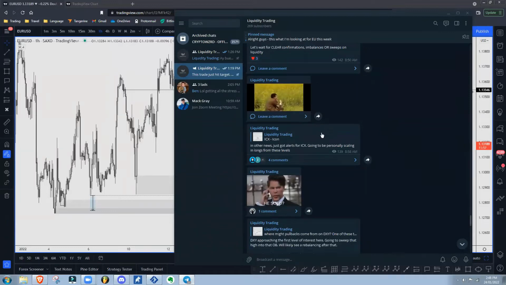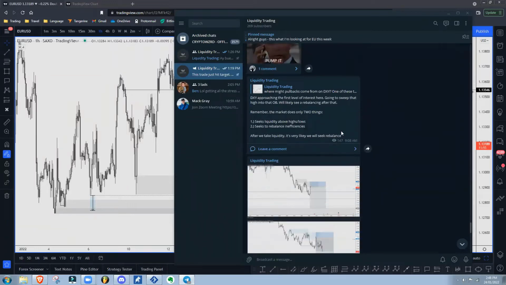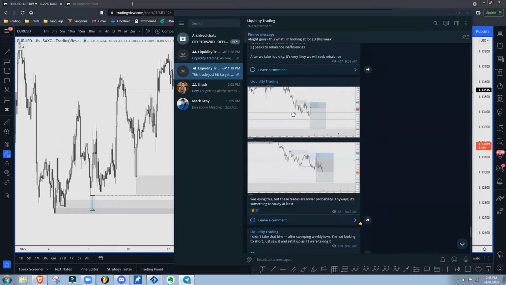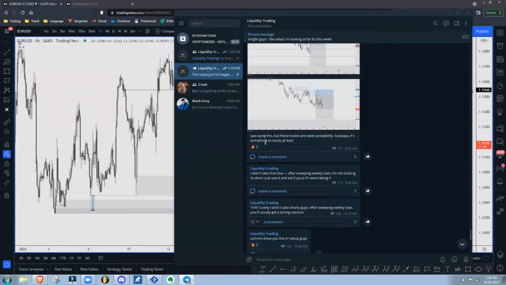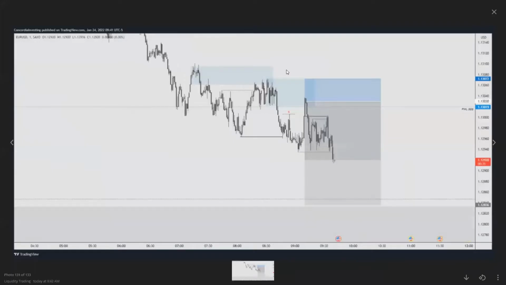So I just said, wait, and you can see a couple memes were going on here. And then here was a trade that I just marked up. I didn't actually take this one just because, again, we swept the previous weekly low, so I was anticipating more upside, or I wanted to see more upside as opposed to downside. This was just there, so I just decided to take that photo. I said, yeah, I was eyeing these. I didn't take it, but it's a higher risk trade, but the setup was there.